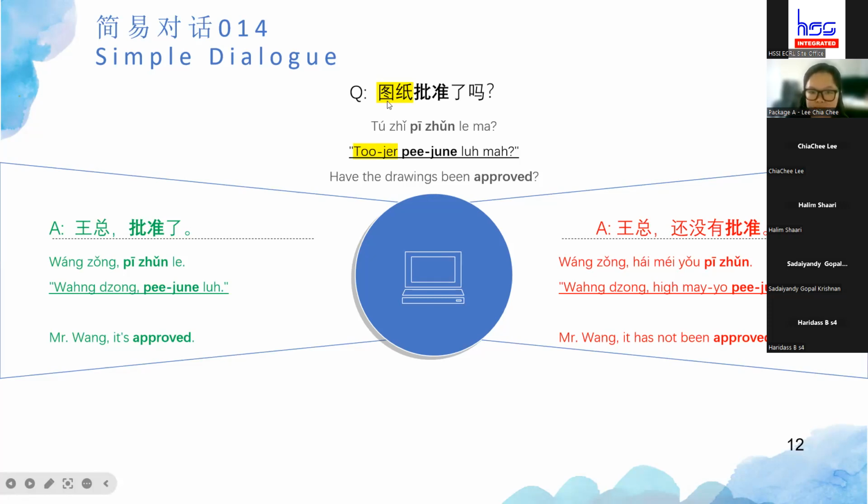Yes, so for reminder, those words that highlight in yellow can be replaced. For this case is 图纸. 图纸 we also have different types. We have as-built drawing, 竣工图批准了吗, we have construction drawing, 施工图批准了吗, and then we have design drawing, 设计图批准了吗. This is how we play around with the highlighted and the positive and negative response.